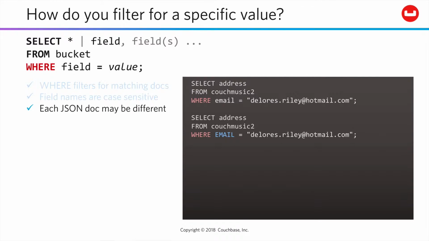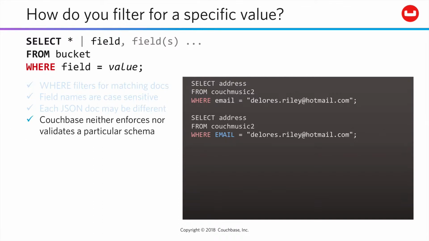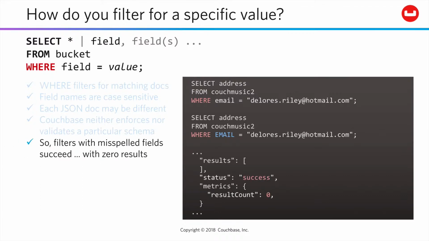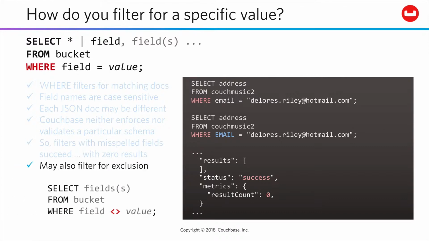And a side effect of the flexible nature of JSON data modeling is that each document is potentially different. Couchbase neither enforces nor validates your document schema. So misspelled filters succeed, but with zero results. Later we'll see, though, how to query specifically for where document fields or values are missing, whether for data cleansing or other reasons. Syntactically here, just notice that you can filter for exclusion of a value as well as inclusion, as you might expect. Later we'll survey more about the expression capabilities implied here.